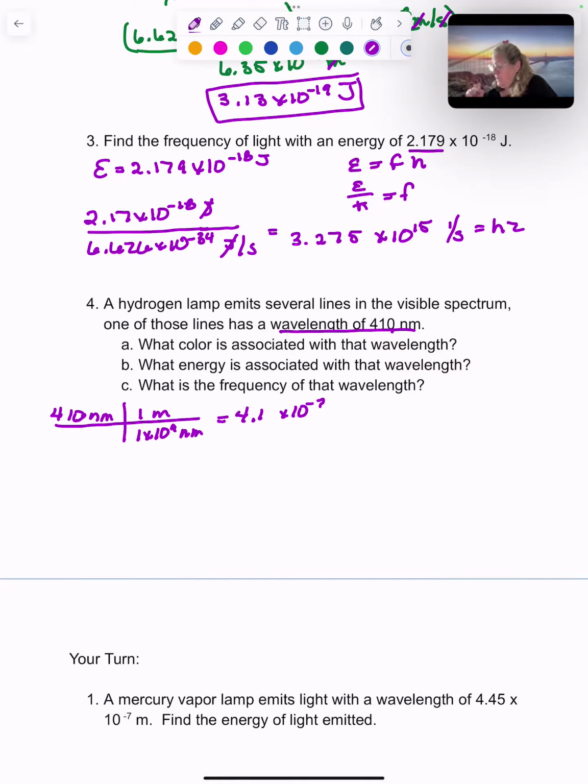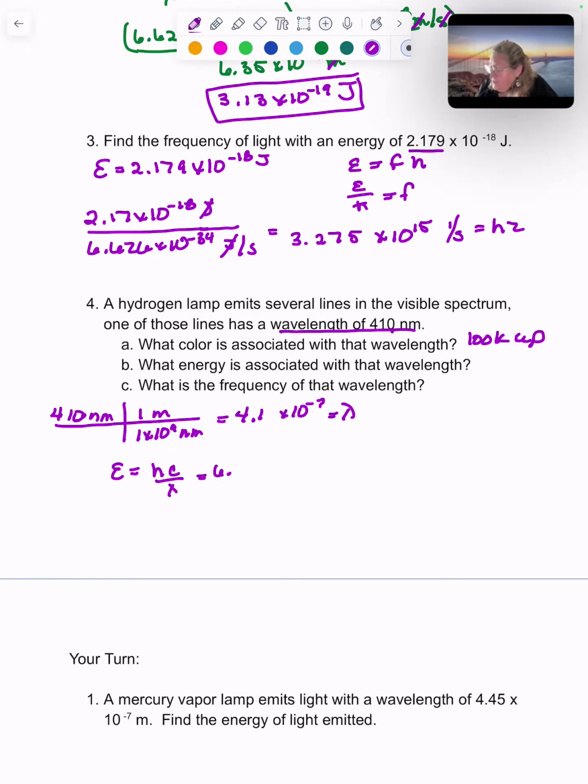So that's my wavelength. What color is associated with that wavelength? Well, to do that, you're going to have to go to a spectral chart. On a spectral chart, you'll look it up and just see what the color is. I believe 410 is like in the orange range. What energy is associated with that? So this one here, you look up. Just look at the visible spectrum. What energy? Well, energy is Planck's constant times speed of light over wavelength.